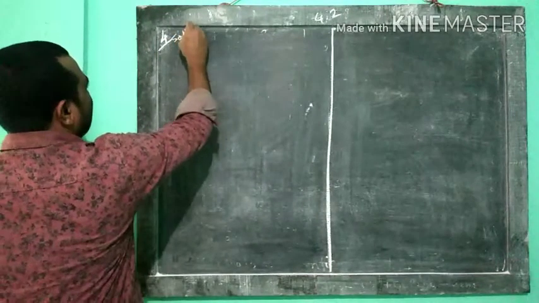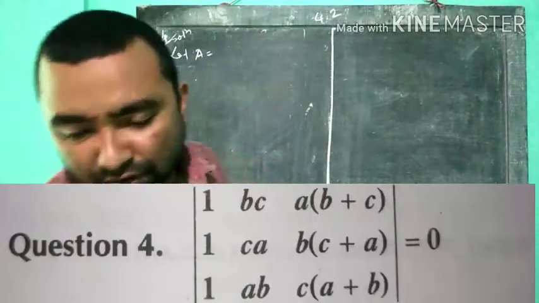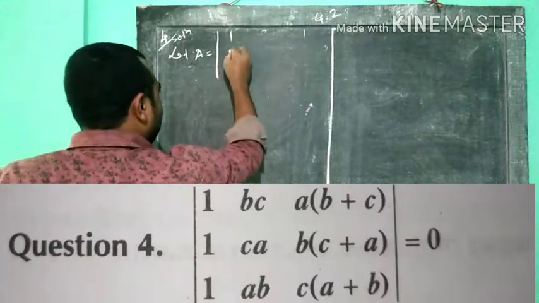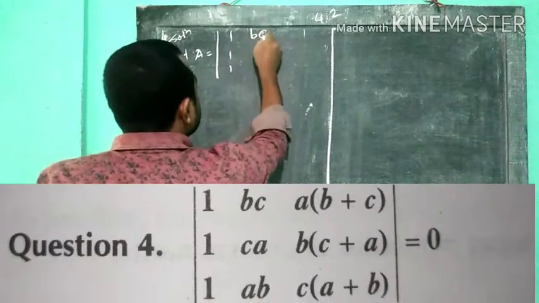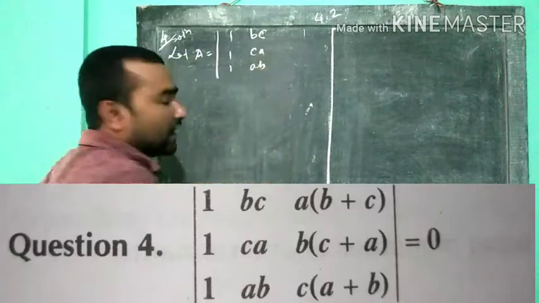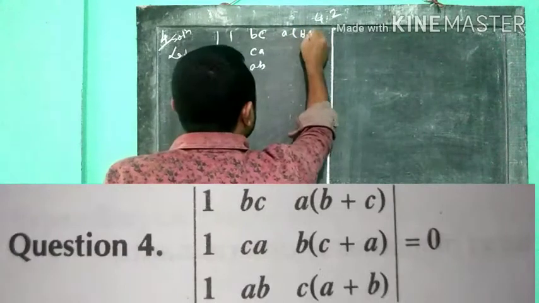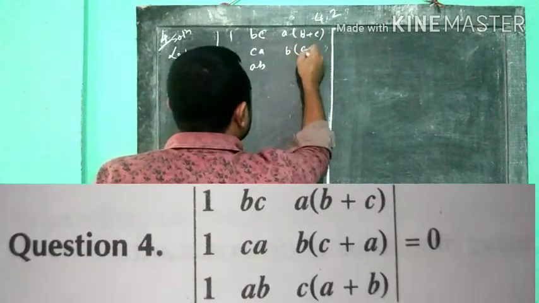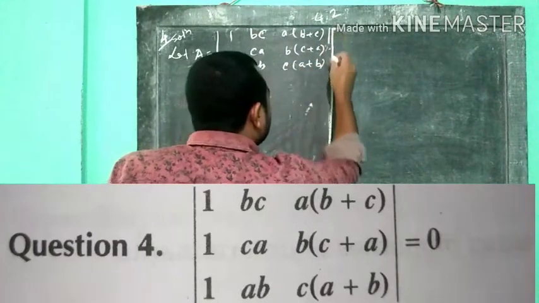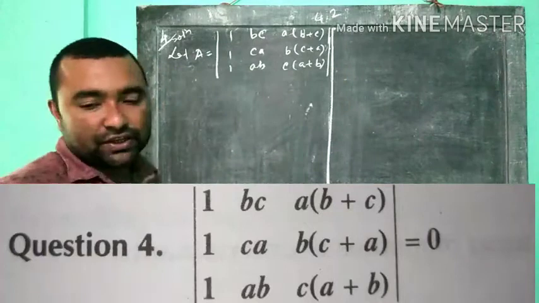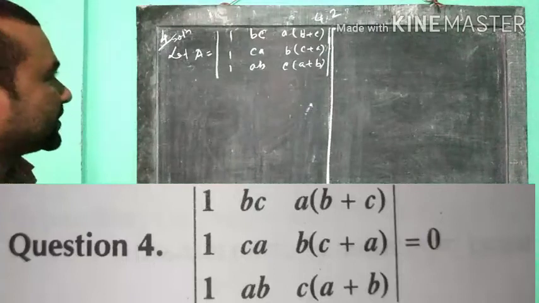Solution. Let A equal, what is that? A is determinant of 1 1 1 as the first column, second column is BC, CA, AB, and third column is A into B plus C, B into C plus A and C into A plus B. This is equal to 0. We are going to prove this equal to 0. How to prove this? Very simple.